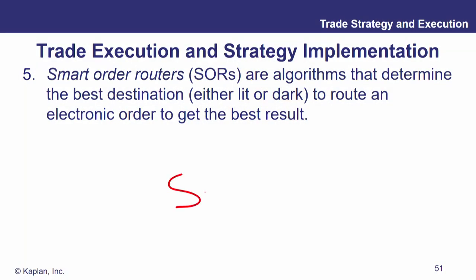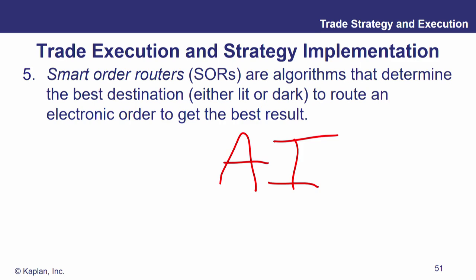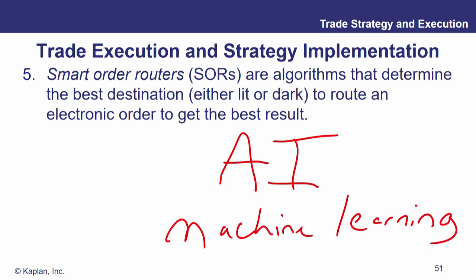on this section. And then we have what are called SORs, or smart order routers. So they're going to be algorithms that determine the best destination, either lit or dark, to route that electronic order to get the best results here. So think about what we're actually getting into now. Now we're getting into artificial intelligence, machine learning, all sorts of things that 10 years ago weren't even possible.